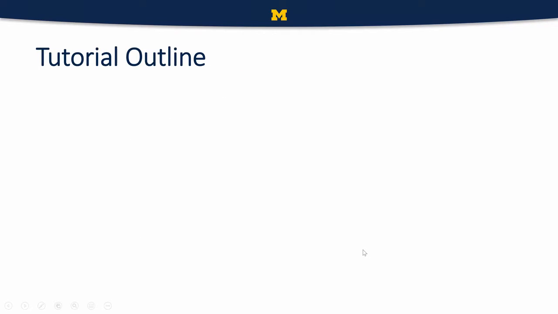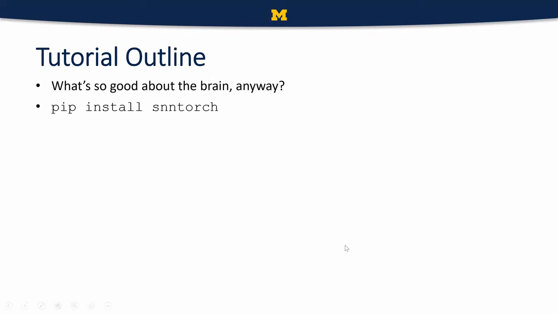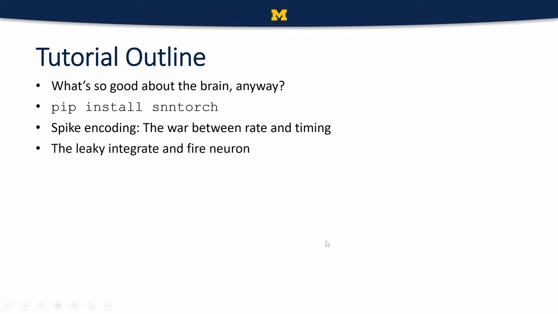Right, so just a quick outline of what I'll hopefully be able to teach you over the next 1.5 to 2 hours. See if I can get through it faster. First, we'll start off with discussing what's so good about the brain. I mean, it's kind of clear, but we'll go through it. Then we'll dive into a little bit of semantics with snnTorch. We'll look into spike encoding, rate and temporal encoding, delta modulation, and touch on the war between the two factions of spike-based encoding.